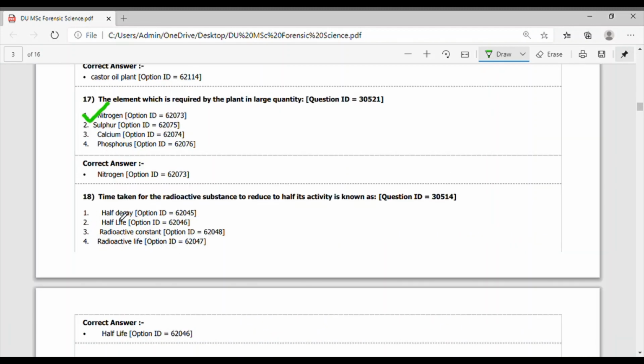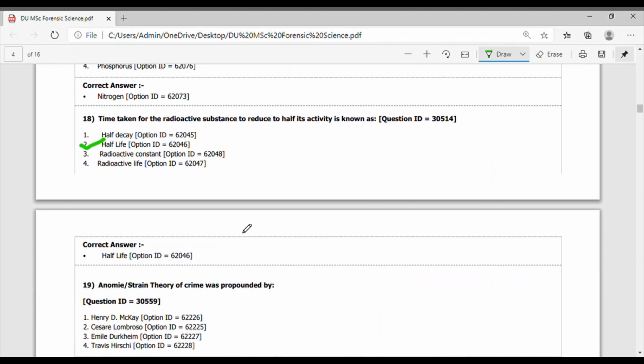The next question. The time taken for a radioactive substance to reduce to half of its activity is known as the half-life. Half-life of a substance is the answer for this, because in this time it reduces to half of its previous parental amount.